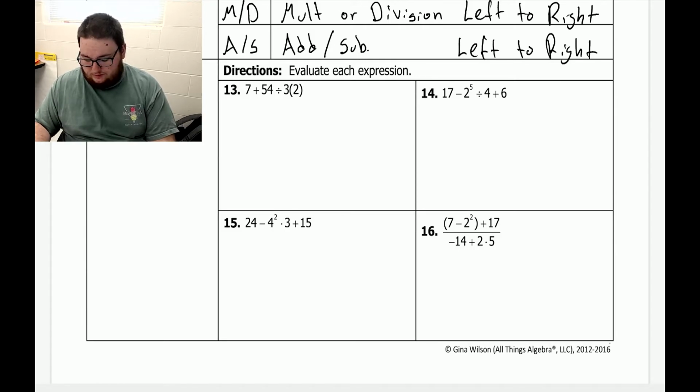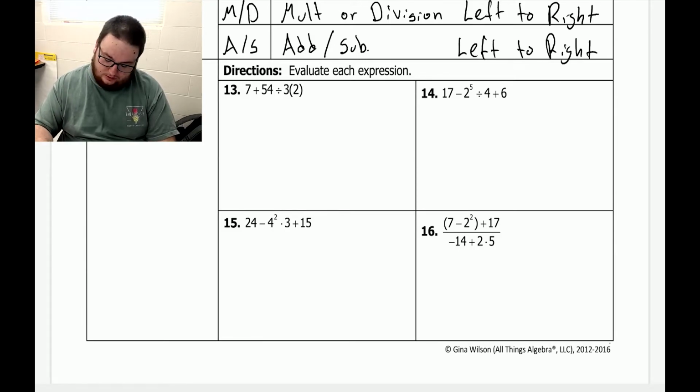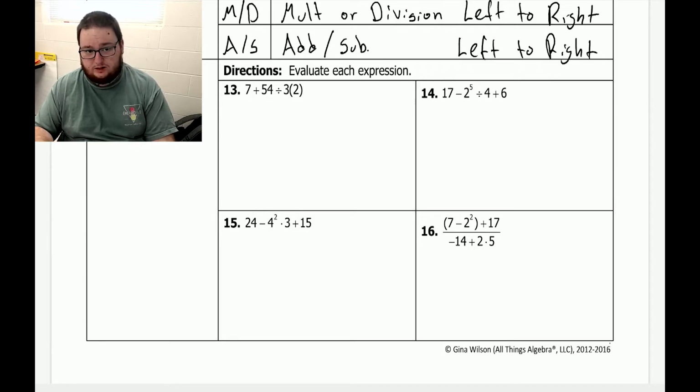So the first thing that we have to do, we have to look at the parentheses, then exponents, multiplication, division, then addition or subtraction. So if we follow the rules, we're going to look for parentheses and exponents. If you look at number 13, we have parentheses, but there's nothing inside. It's just a 2. There's no operations inside, so we don't do anything with it yet. Exponents, I don't see any, so we can move on.